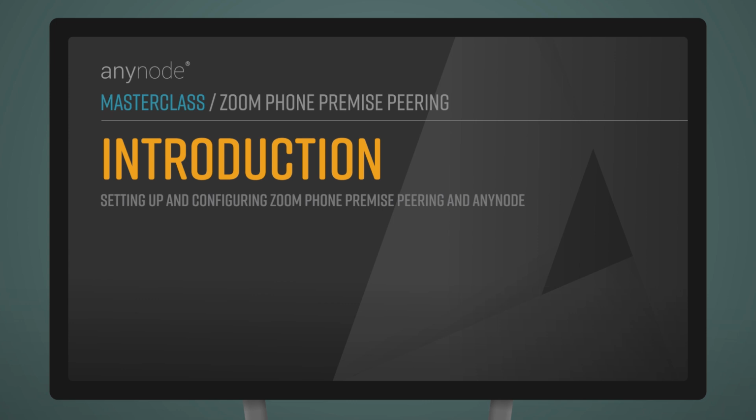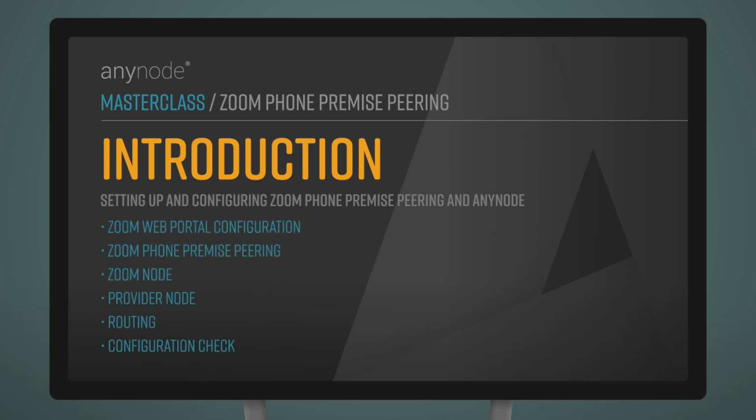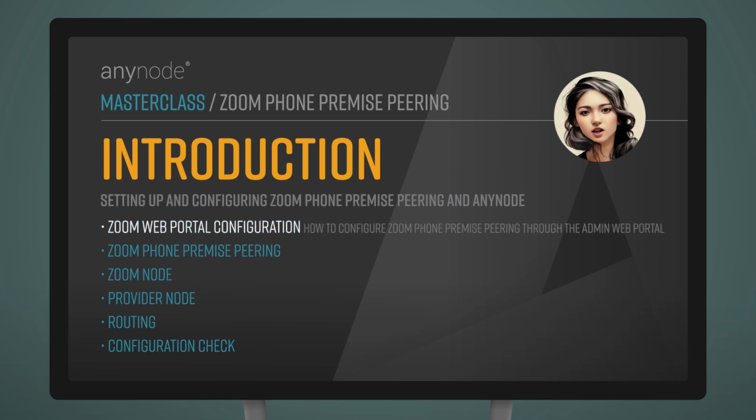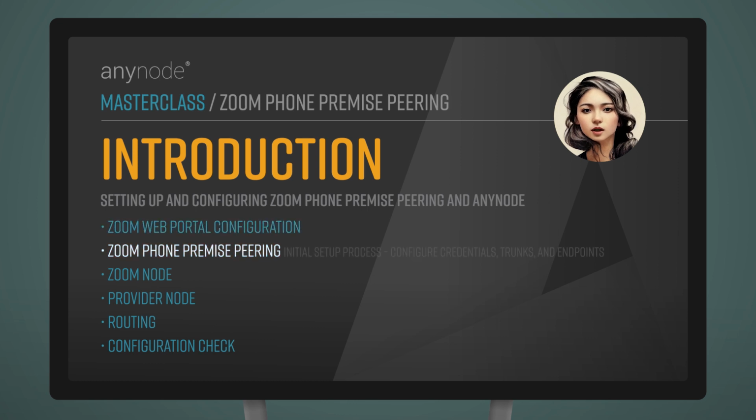This training will show the various aspects of setting up and configuring Zoom Phone premise peering and anynode. In the Zoom Web Portal configuration chapter, we will take care of how to configure Zoom Phone premise peering through the Zoom Phone admin web portal with anynode as a session border controller. In the Zoom Phone premise peering chapter, we will guide you through the initial setup process for Zoom Phone premise peering. You will learn how to configure the necessary credentials, trunks, and endpoints to establish a functional connection and enable seamless communication between your existing telephony infrastructure and Zoom Phone.